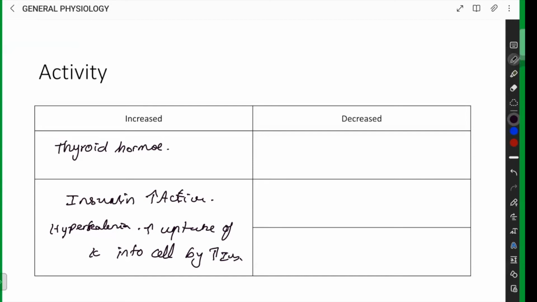Now what happens when there is a decrease in the activity? Number one, dopamine. Number two is your digoxin. So digoxin is usually causing toxicity. But you know that your digoxin is going to sit on the ECF side of your alpha subunit.